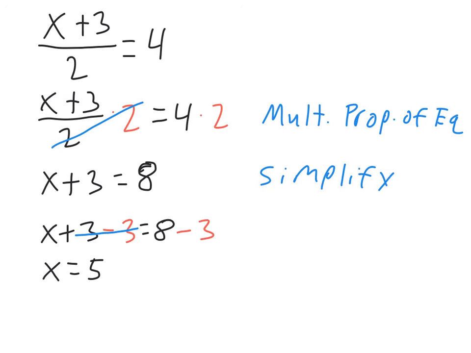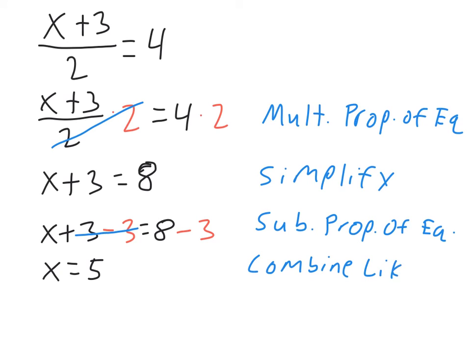Now let's make sure we put the properties in we used for this step right here. We did the subtraction property of equality because we subtracted from both sides. And final step, we combined like terms. And we're left with our final answer as x equals 5. Again, you can go back, plug it in to make sure it works. Always a good idea.